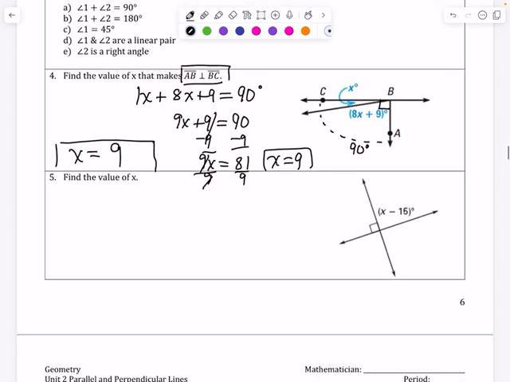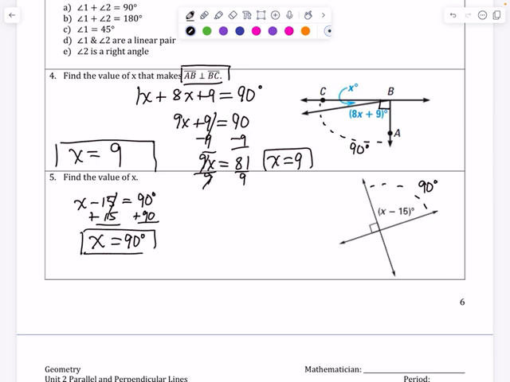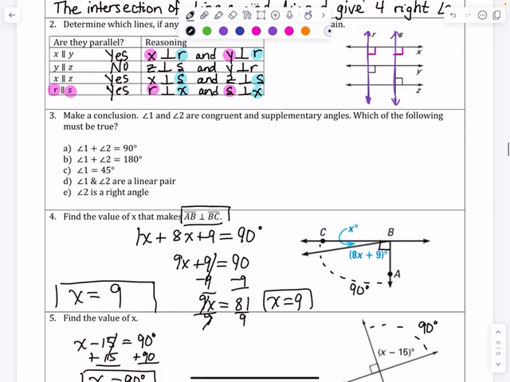If we look at number 5, same thing. I want this to be a right angle, therefore I want that to be 90 degrees. So to find the value of x, I'm going to just set it equal to 90 degrees. When we're talking about perpendicularity, the number is 90 degrees most of the time. Sometimes it involves supplementary. Versus parallel lines, we had an angle sum of 180 occasionally. And then for number 3, it says make a conclusion.